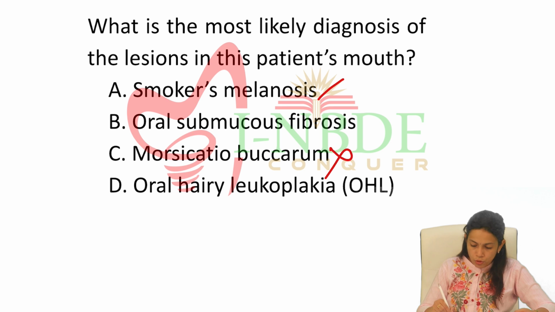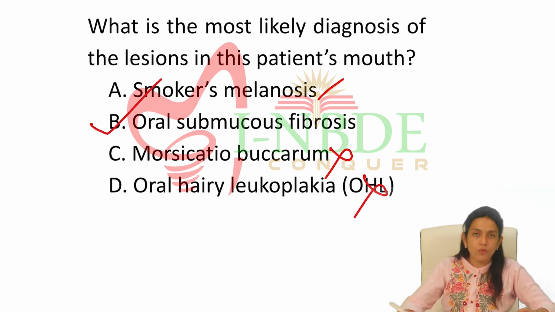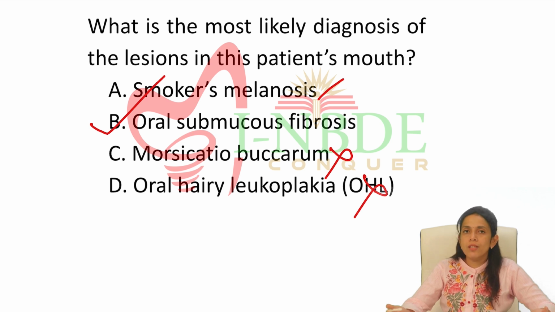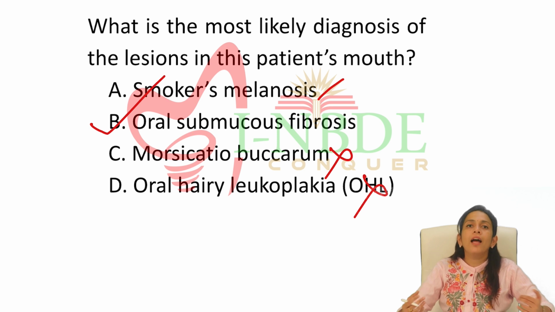Mucosa baccarum, no. Oral hairy leukoplakia, no. It will be mostly on the lateral border of the tongue. So obviously, because of fibrosis, oral mucosal fibrosis is the case. There is blanching of the oral mucosa, there is whiteness, and the patient is not able to open the mouth, not able to blow.